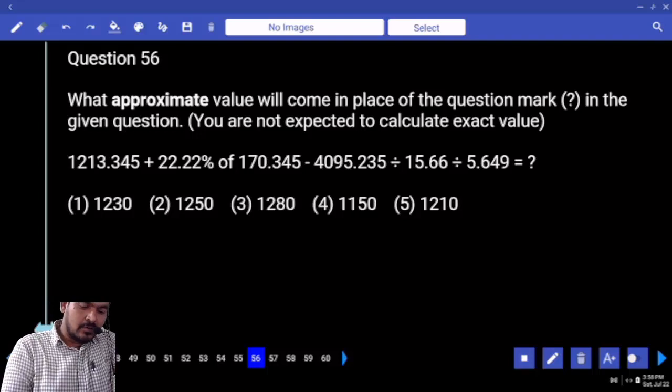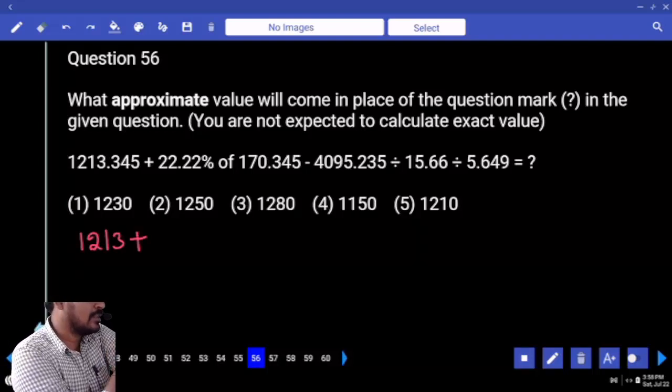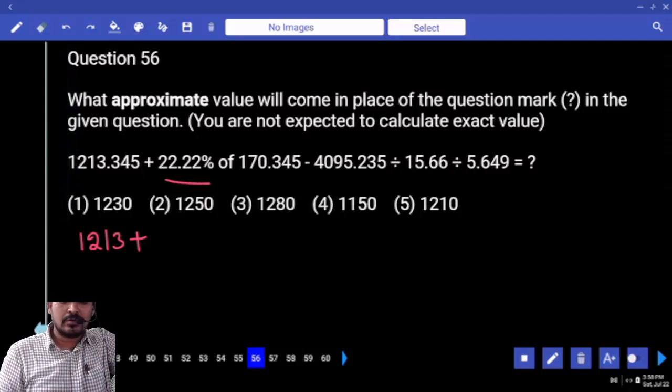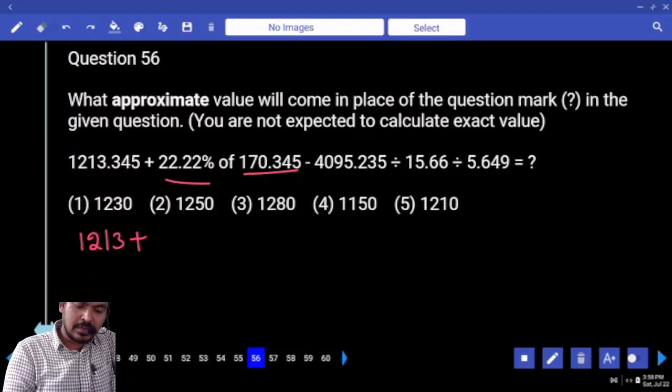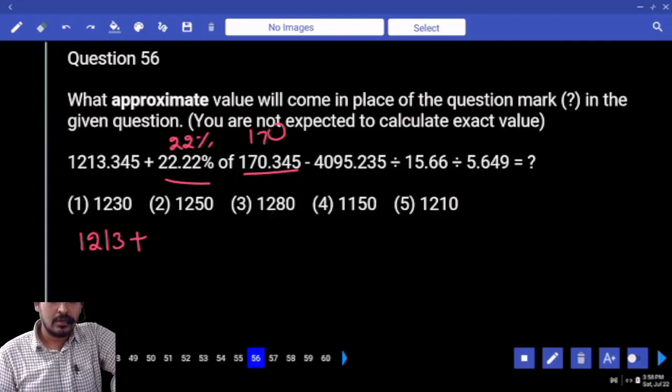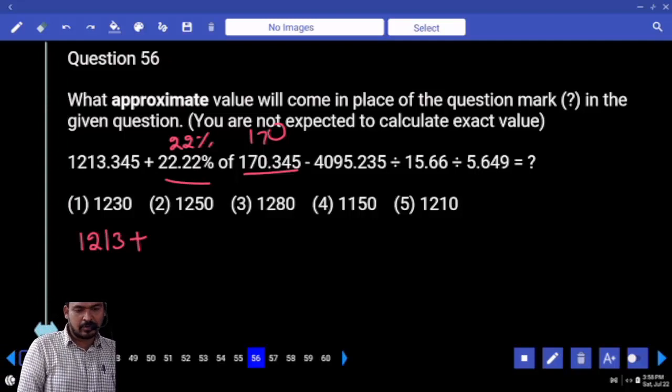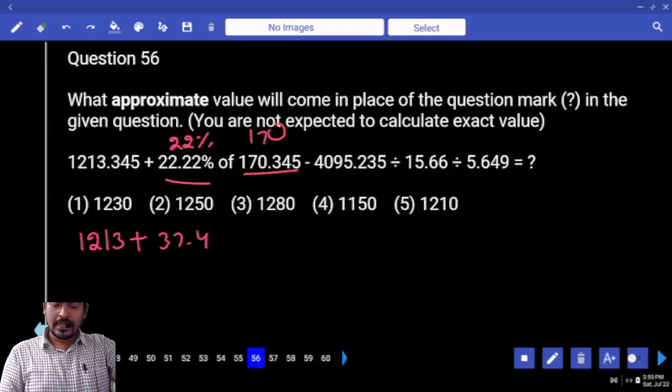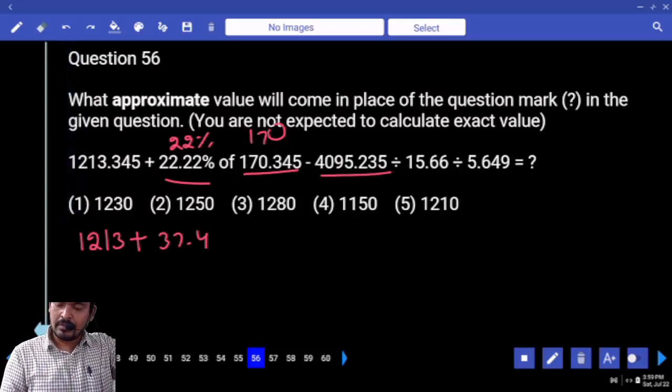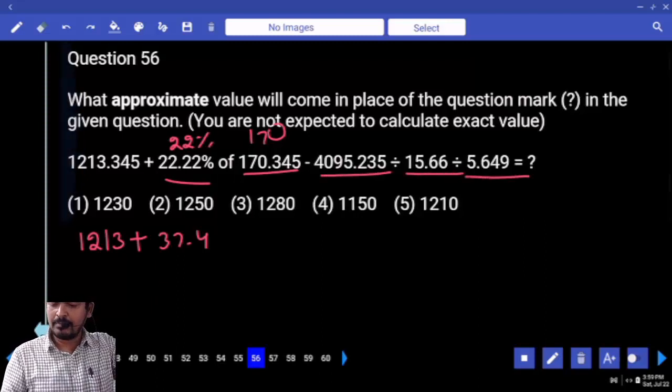What is the first value? 1213 plus 0.345. It is less than half or more than half? Less than half. That's why we are considered 1213. Next one 22.22% of which one? 170. It is also considered 22% of 170. What is the 20%? 34. 2%? 3.4. 34 plus 3.4, 37.4. Next 4095 divided by 16 divided by 6.